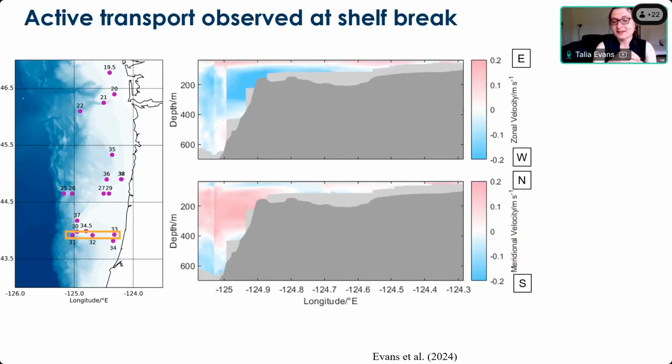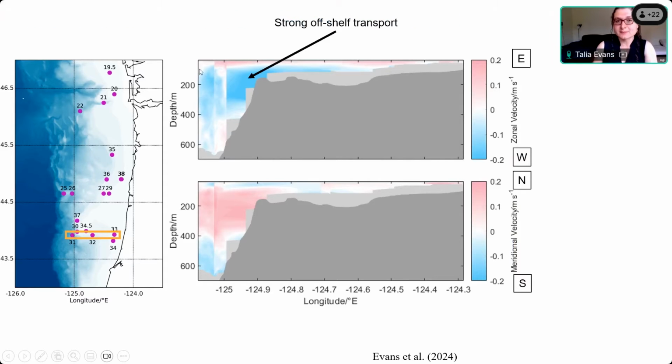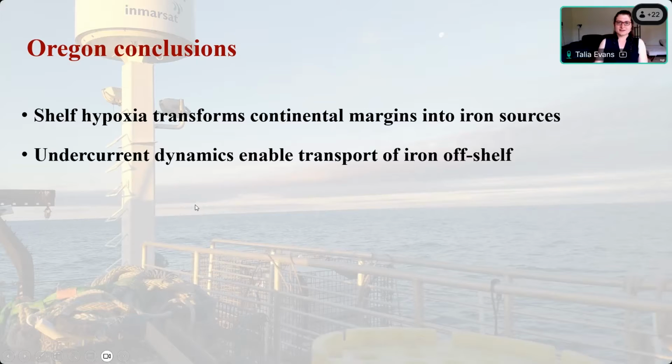Why this is important on a large scale is that we also took out an ADCP on this ship, and we could see this transport of material on the shelf break. So we have zonal velocity on top and radial velocity on the bottom, where this blue region on top shows a strong off-shelf transport, which is likely linked to the very strong California undercurrent we saw going north in the same region. So these continental margins are enriching this water full of iron that is fairly stable and persists. The conclusion here is that we have this shelf hypoxia, which transforms the continental margin into an iron source versus a sink, and we have these undercurrent dynamics that can move this iron off the shelf.